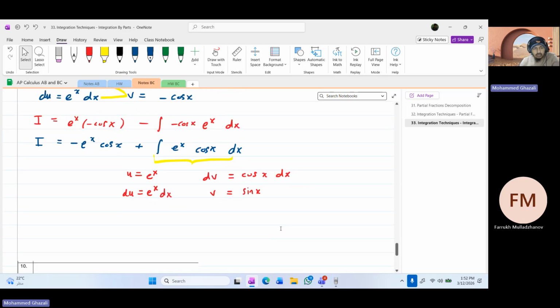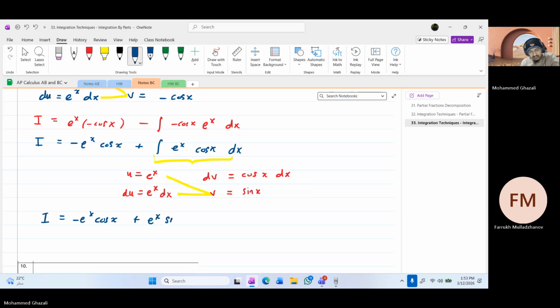Yeah. So your total integral is now negative e to the power x cos x plus what's u times v? Remember, we're doing this now. U times v is e to the power x sine x minus integral v du. So if you're going to take v and multiply by du, you're going to get e to the power x sine x dx. Now you see you're going in circles.